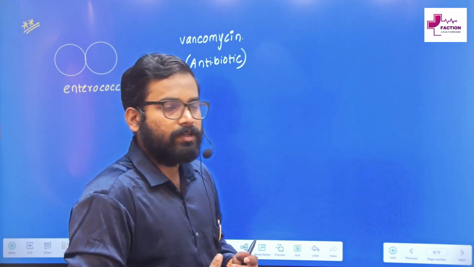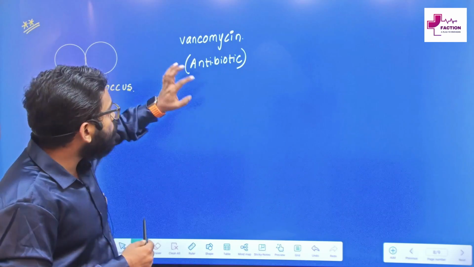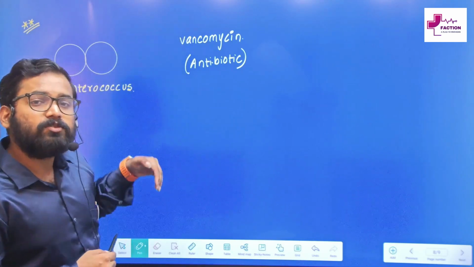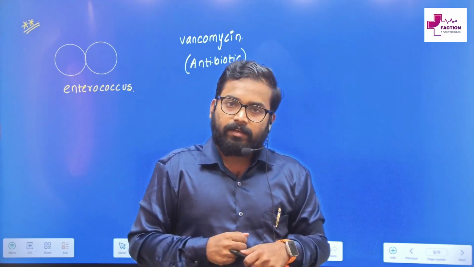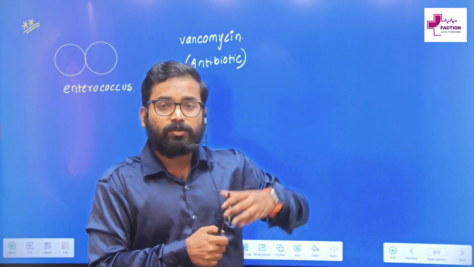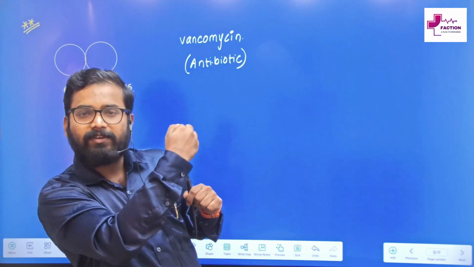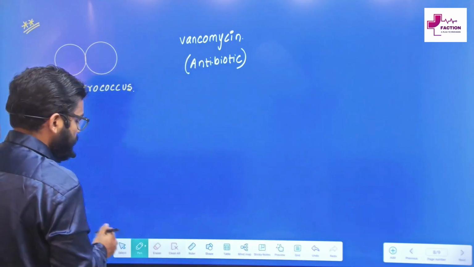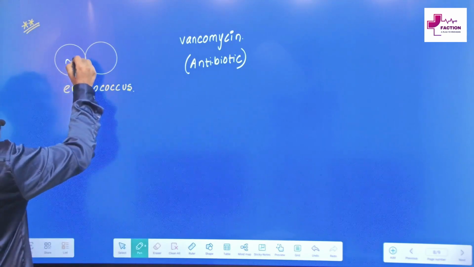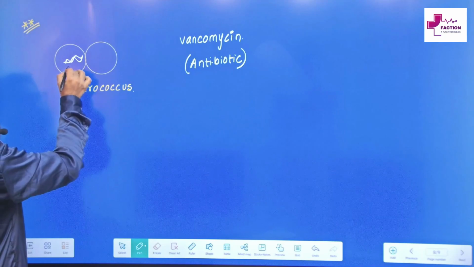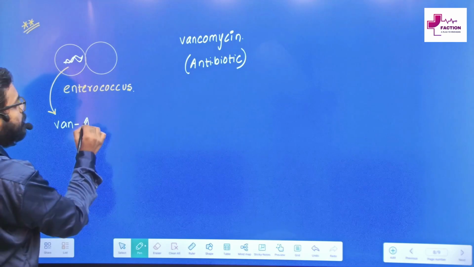But there is a problem. Bacteria would itself try to evolve some mechanism through which it can become resistant to these antibiotics. From my point of view, I would try to kill this bacteria. From the bacterial point of view, it would try to resist the vancomycin action. How? By transposition. There is a transposable gene here. This transposable gene has the name Van-A gene.